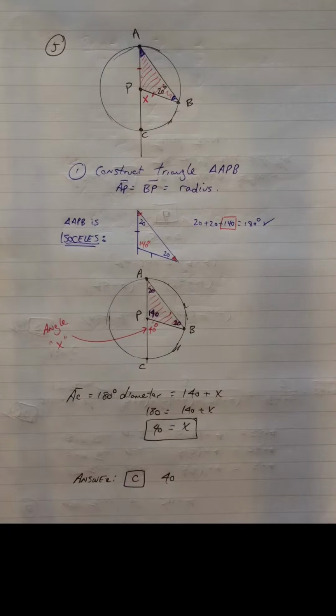Placing that angle, we see that along diameter AC, the supplement to 140 is 40 degrees. Therefore, angle x is 40 degrees. The correct answer is C, 40.